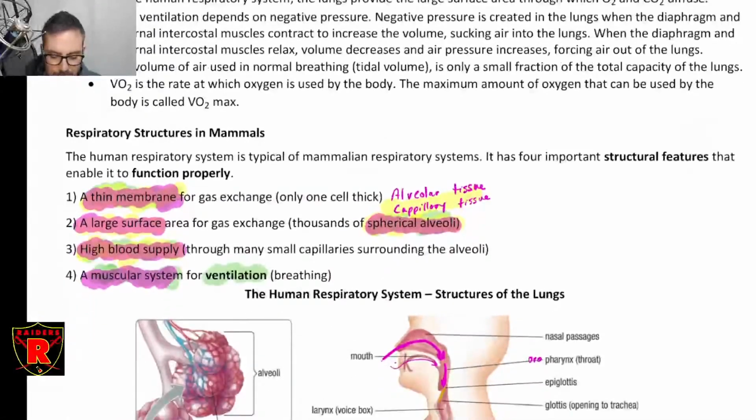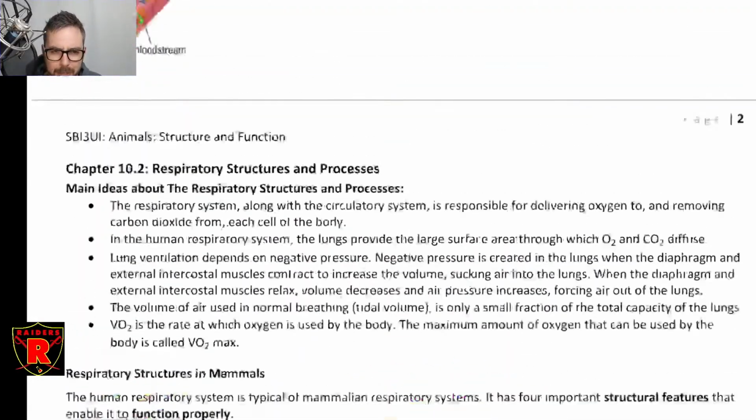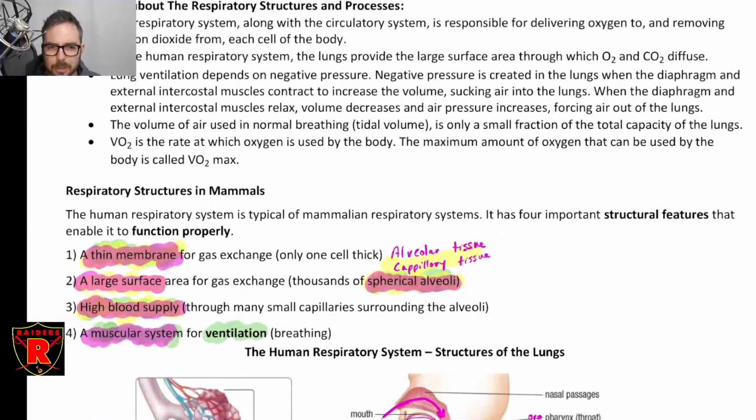I want to talk a little bit now about, does anybody have any questions? We're going to go on and talk about the anatomy here, the actual pieces of the respiratory system, which you probably covered in grade 10, but this might be a review. But any questions about sort of that idea of transport of gases?